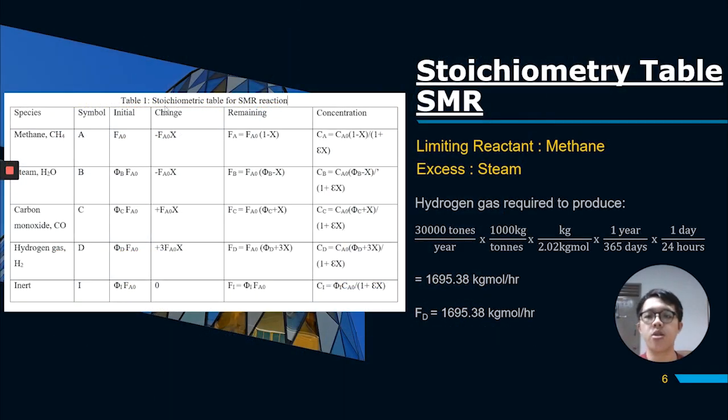Table 1 shows the stoichiometric table for the SMR reaction. Inside the table, we have the species, symbol, initial flow rate, change of the flow rate, and the remaining flow rate, and last but not least is the concentration of the component. For this reaction, the limiting reactant will be methane and the excess will be the steam. As per request, we are required to produce 30,000 tons per year of hydrogen gas. After converting it, we get 1,695.38 kmol per hour. Thus, this is also equal to the FD inside the stoichiometric table.